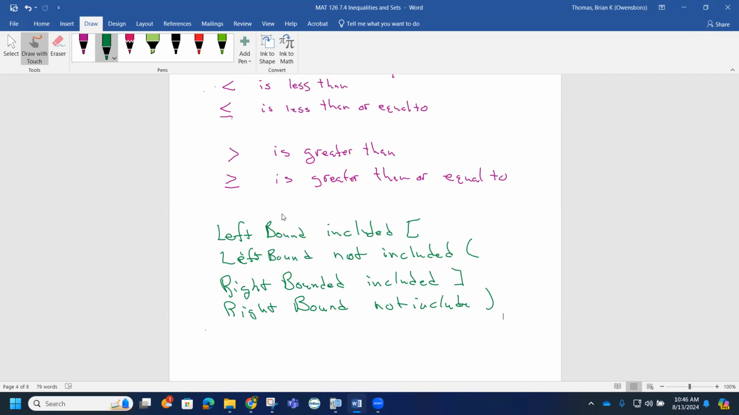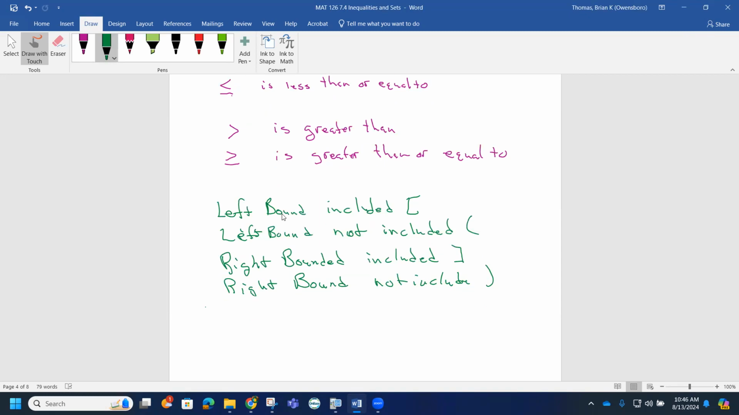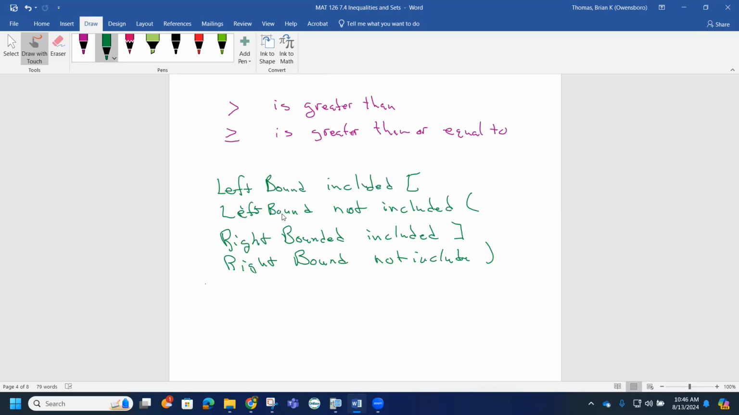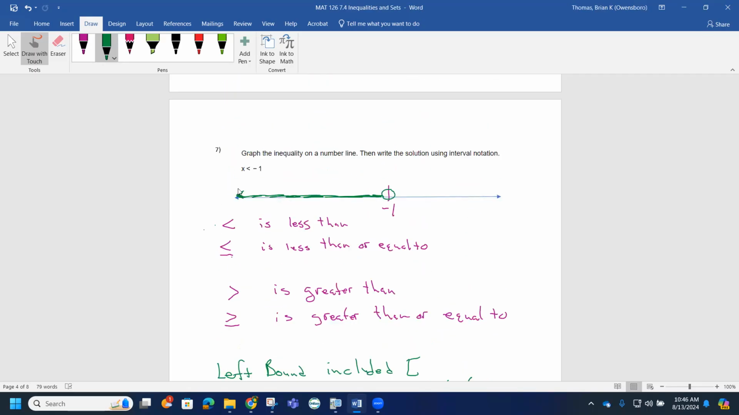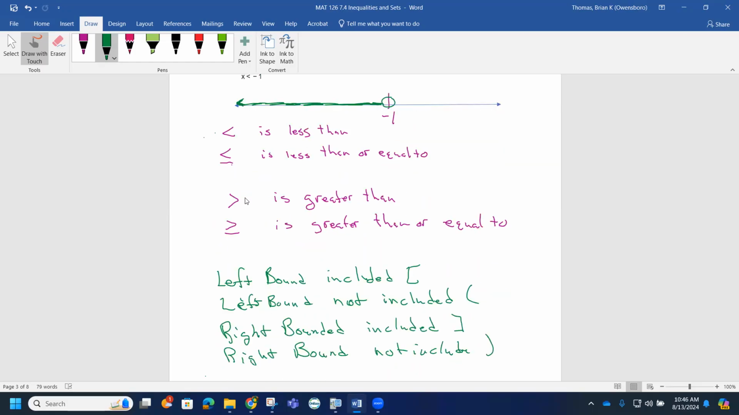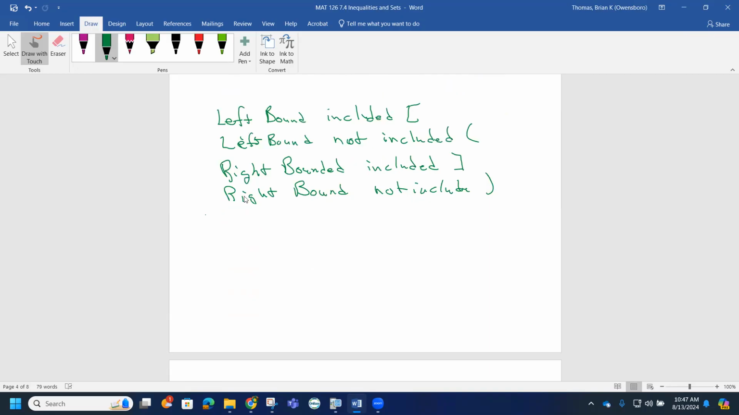So again, left bound and right bound. Well, if we look at the left bound, there is no left boundary. This graph just keeps going to the left. So if there is no left bound, negative infinity means just keep going left. So that means there is no left boundary.